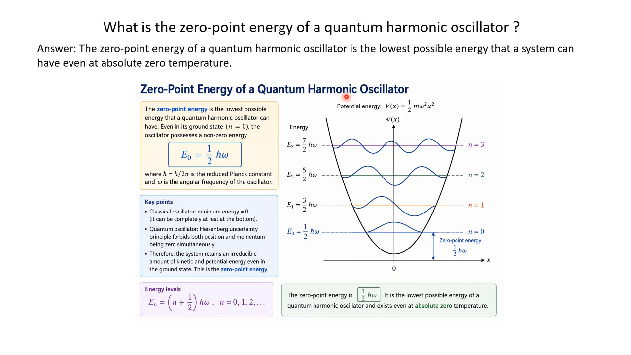However, quantum mechanics predicts a different result due to Heisenberg's uncertainty principle. A particle cannot simultaneously have precisely defined position and momentum. Therefore, the oscillator can never be completely at rest. Even in the lowest energy state, it retains a finite amount of energy known as the zero-point energy. The formula is half h-bar omega, where h-bar is h by 2 pi, and h is Planck's constant.